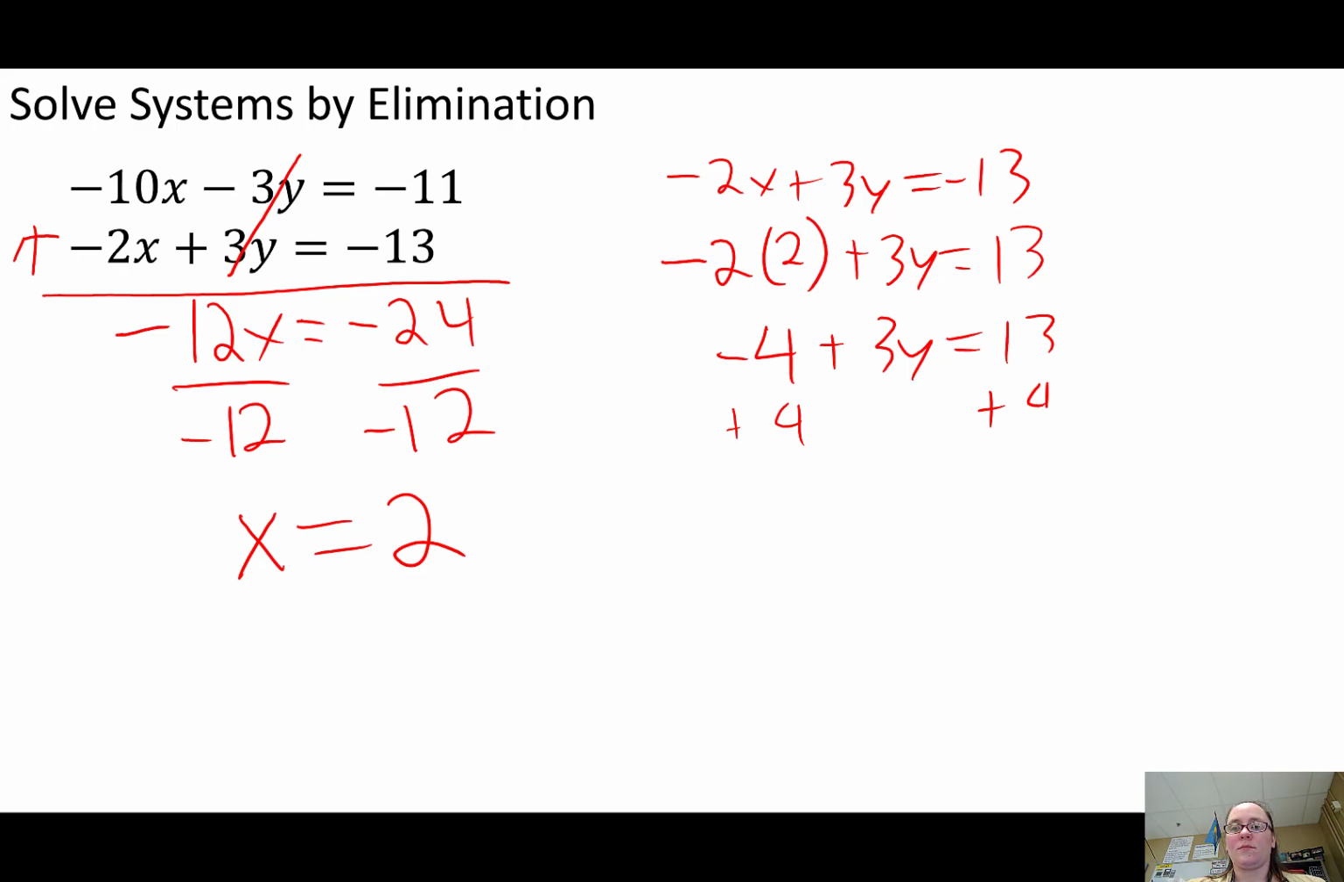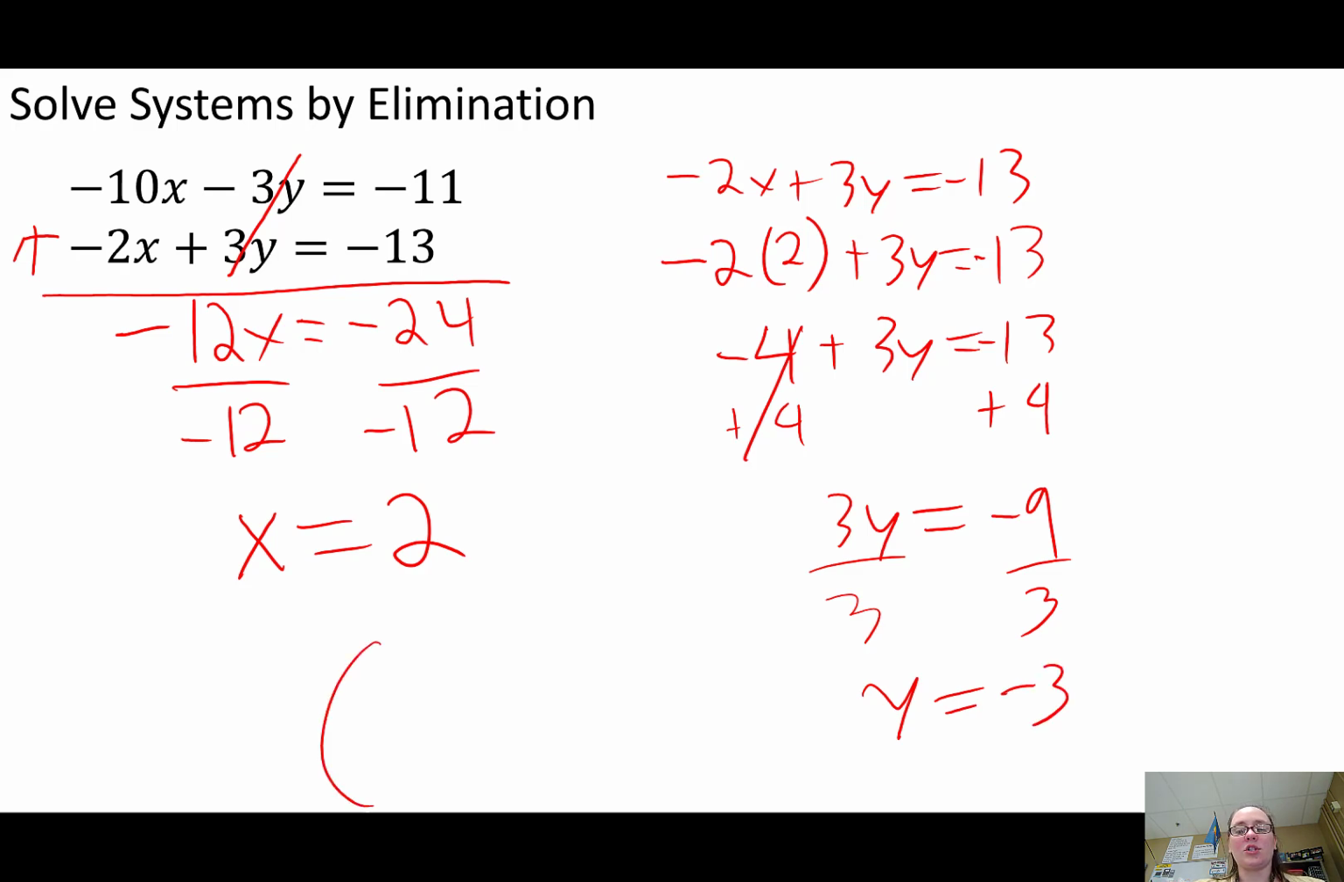Oops, sorry, I forgot my negative sign there. Those cancel out. We get 3y is equal to negative 9, negative 13 plus 4. Divide both sides by 3, and I get y is equal to negative 3. So my solution is 2, negative 3.